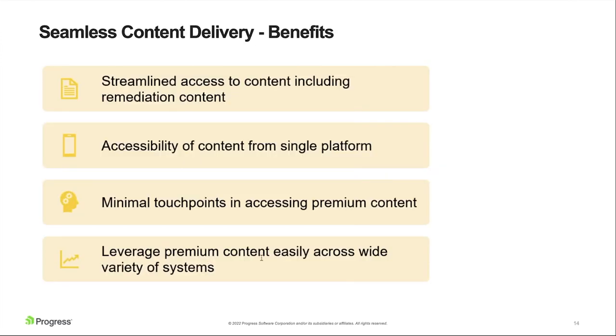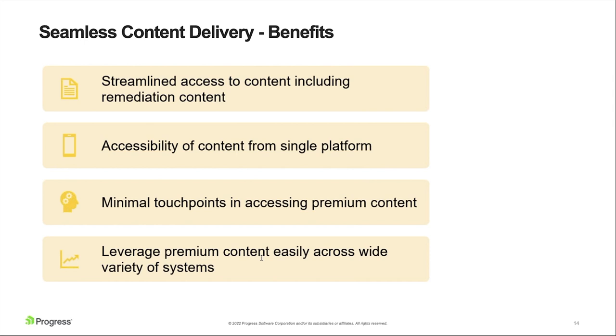So what are the benefits of seamless content delivery? One is that customers get content in a streamlined manner when compared to the previous approach of sharing remediation content in private Git repos. Then our customers get content via a single platform, that is via email. And third, customers don't need to depend on our Chef customer success or CA teams in order to access the compliance content.